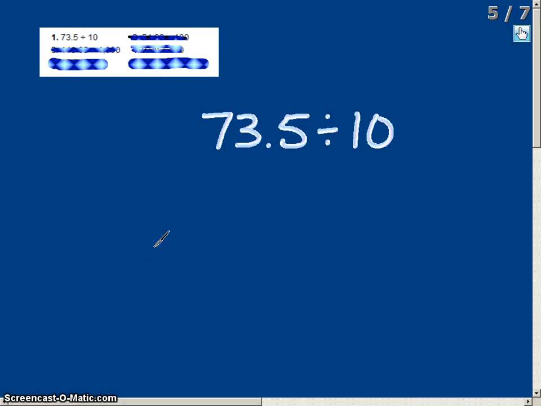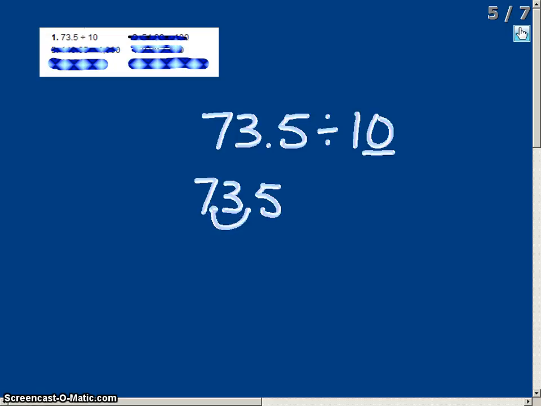So the first example that we have here is 73 and 5/10 divided by 10. So what we're going to do first of all is rewrite that 73 and 5/10. Then we're going to take a look at the divisor and think about our key tip for today. And remember, the number of zeros I have in my divisor means the total amount of places I'm moving my decimal to the left. Since 10 only has one zero, I'm going to take my decimal point and move it one place to the left.